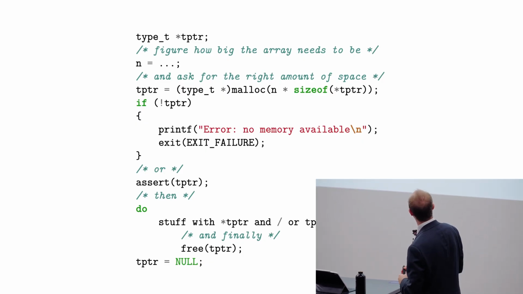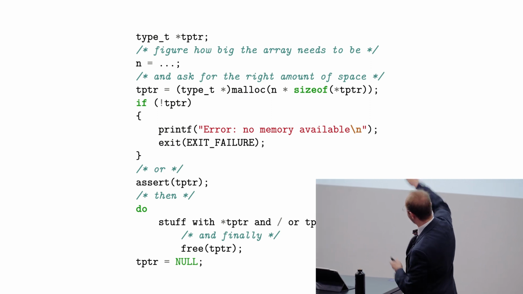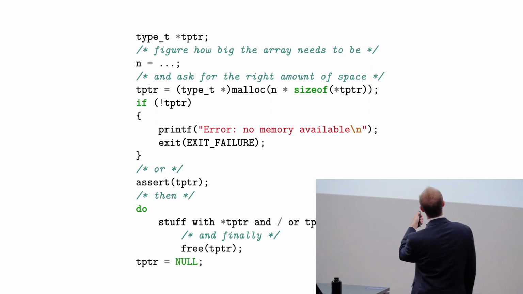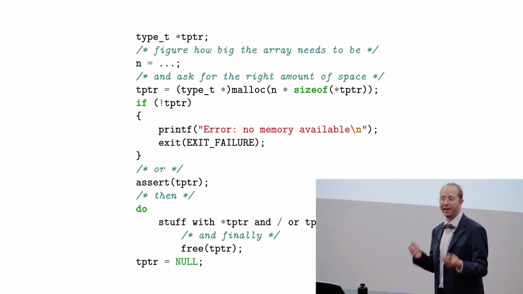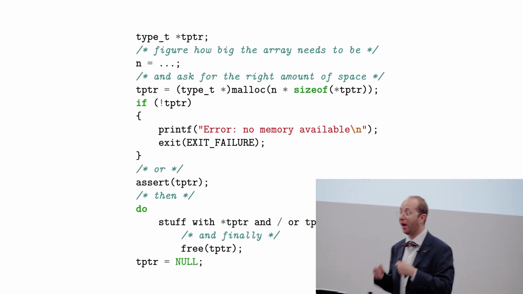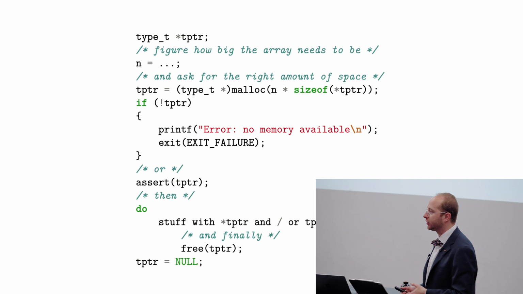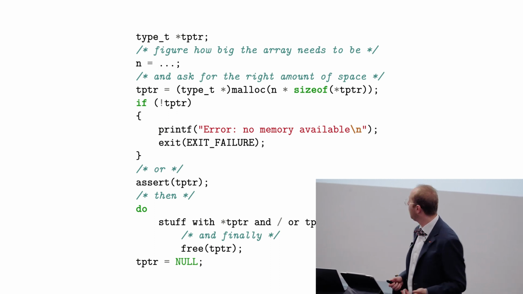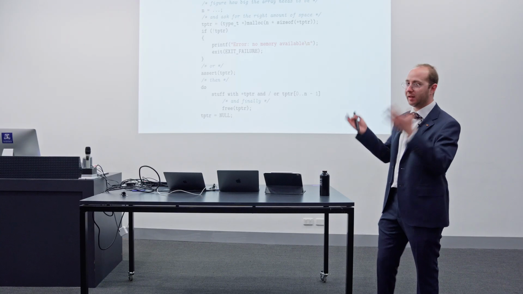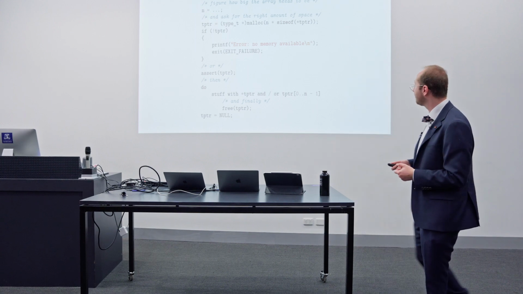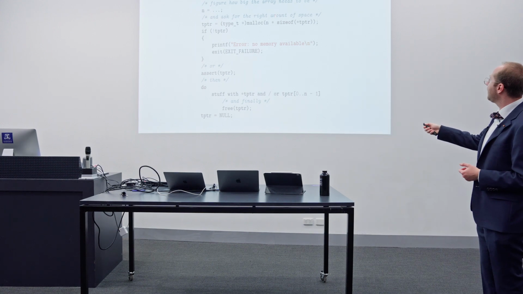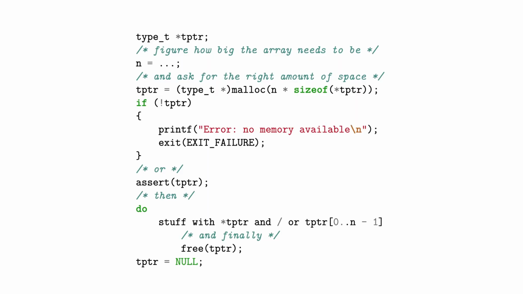So create a type t pointer, and then we have here our malloc statement, and we want to create n pointers. We want to make room for n of these objects. So let's say we want 50. We would set n to 50, so let's make an array of 50 of these type t objects. And then we're going to malloc n times the size of star t-pointer.